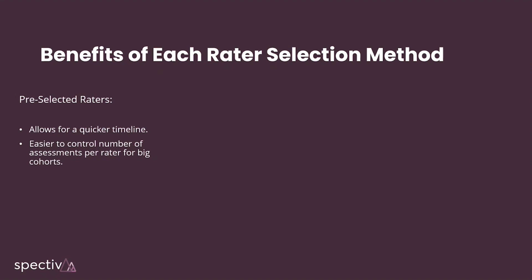Oftentimes we have large cohorts that overlap. A lot of people work with each other within one cohort, and we want to avoid having one rater having to rate maybe 15, 20 participants in a 2-week span. That tends to get pretty taxing on them, and we get some rater fatigue there. So when you pre-select the raters, you can look through and make sure to manage the number of assessments that each rater is going to be taking.